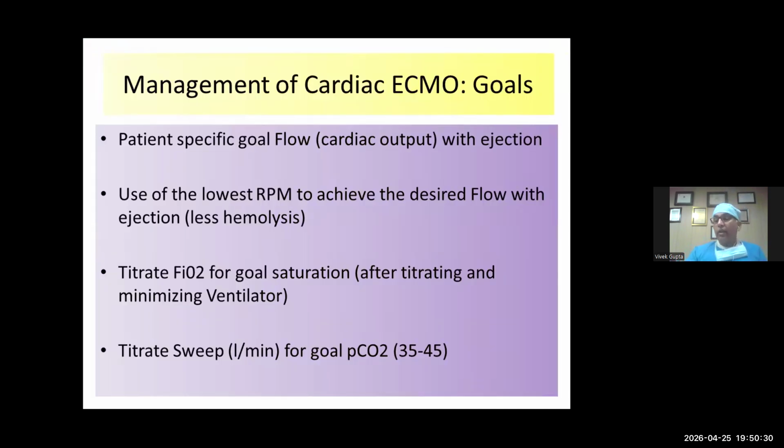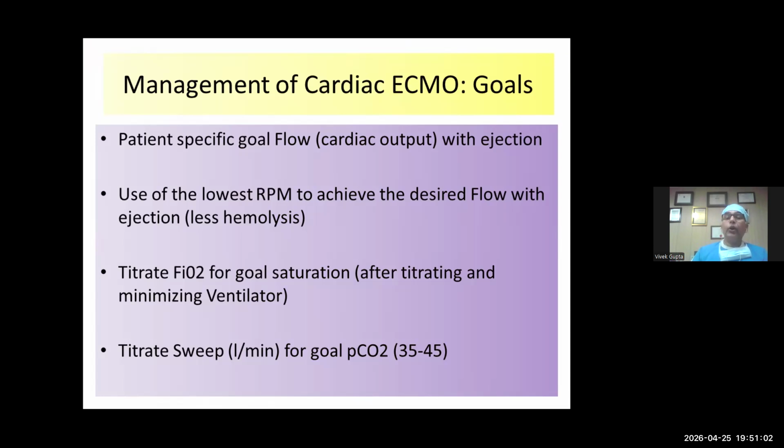So how do we manage these patients on cardiac ECMO? What is our goal? First thing, we must maintain a specific goal flow, how much flow we want. And we always want there to be LV ejections, so that LV distension can be minimized. So use the lowest RPM to achieve the desired flow with ejection, which will minimize the risk of hemolysis.